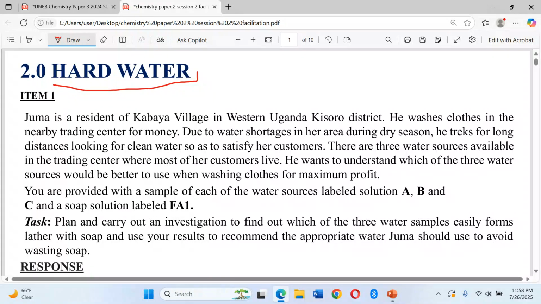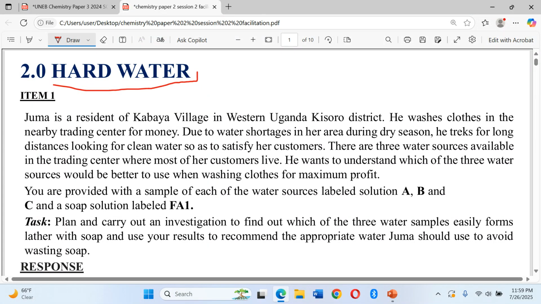So in this area of water hardness, we are looking at how you can know that this water is hard. Say you have water samples A, B, C, and these people are having issues of water hardness; they are washing clothes and leaving spots, and they have asked you to help them know which water source they can use. So if you want to test for water hardness, what do you do? We are going to see that.